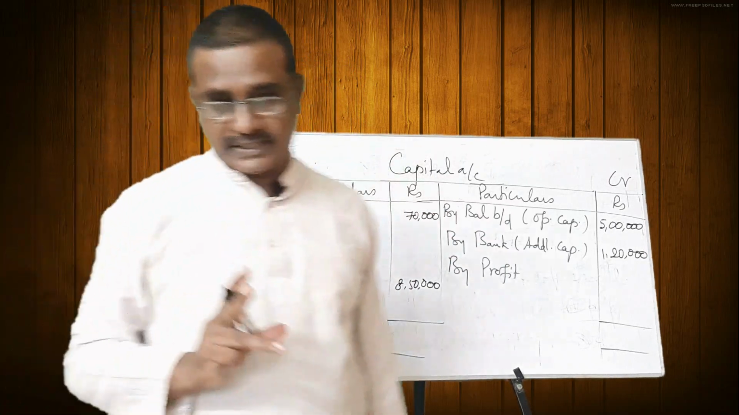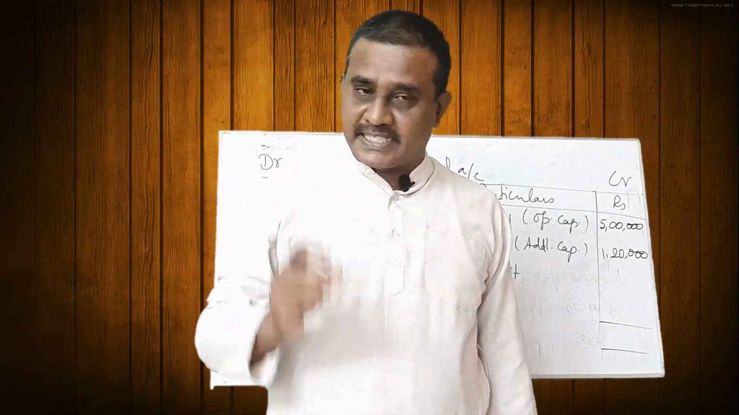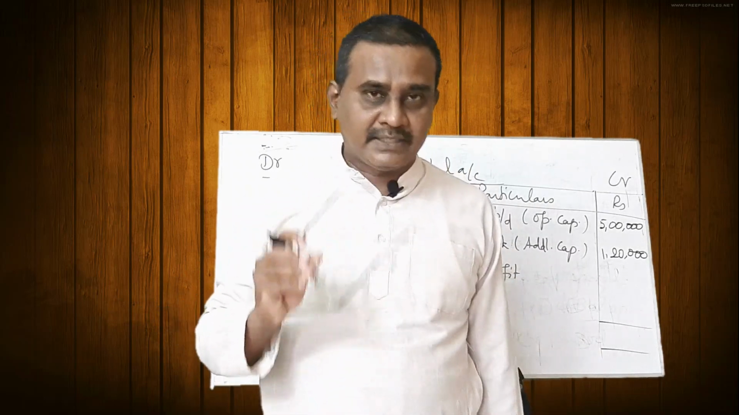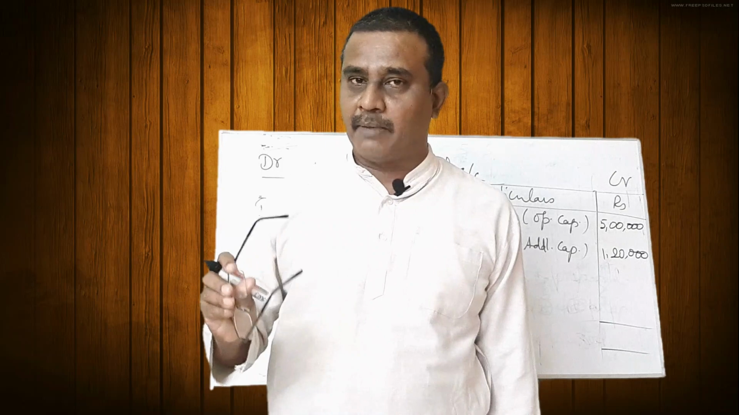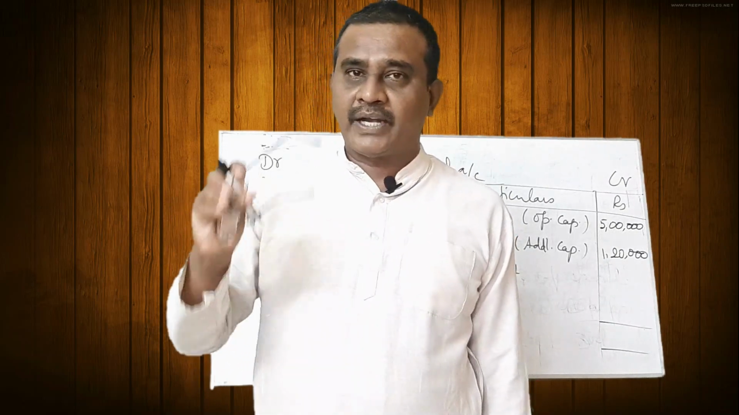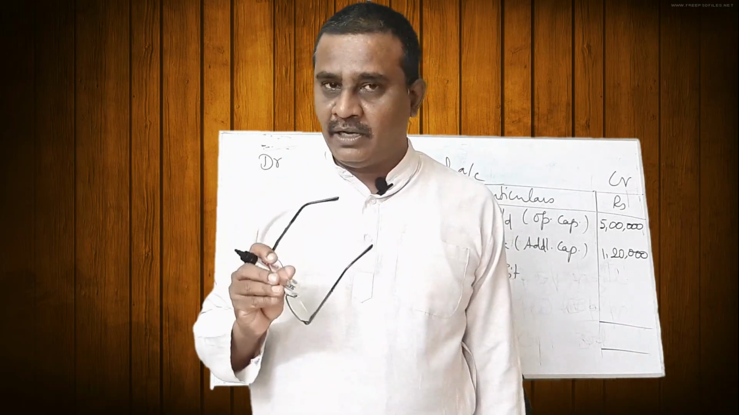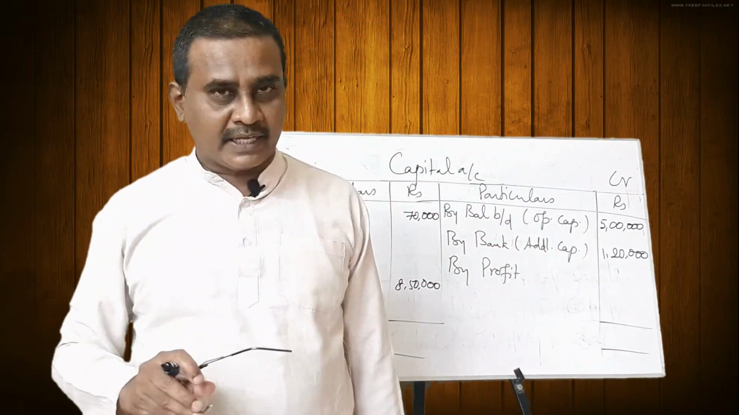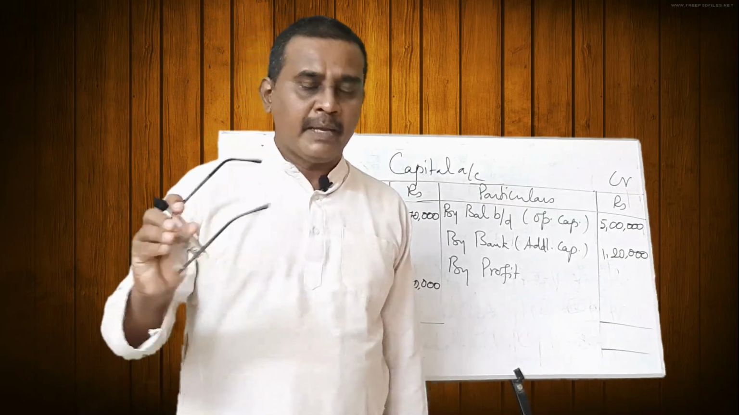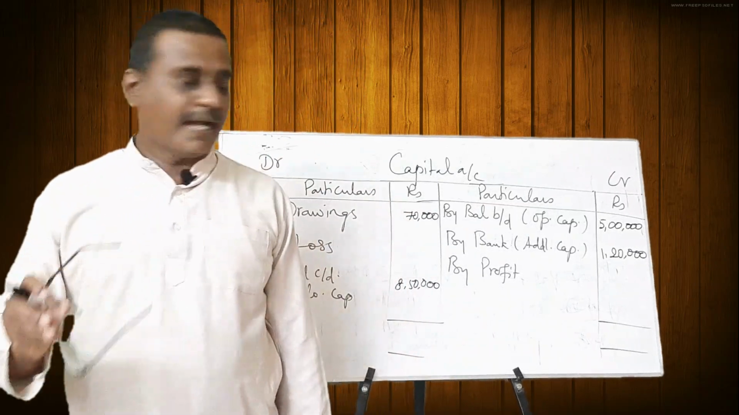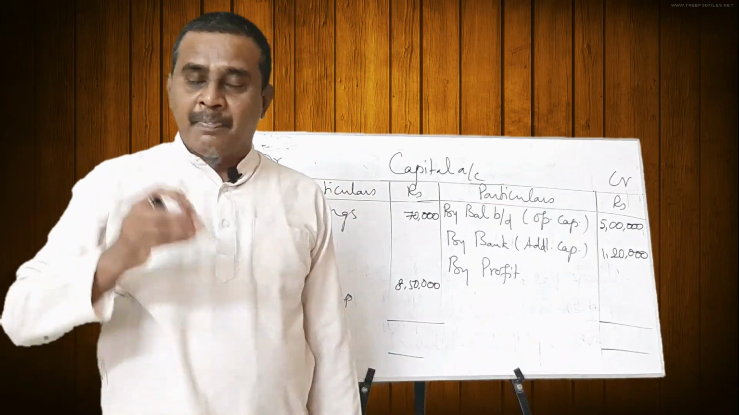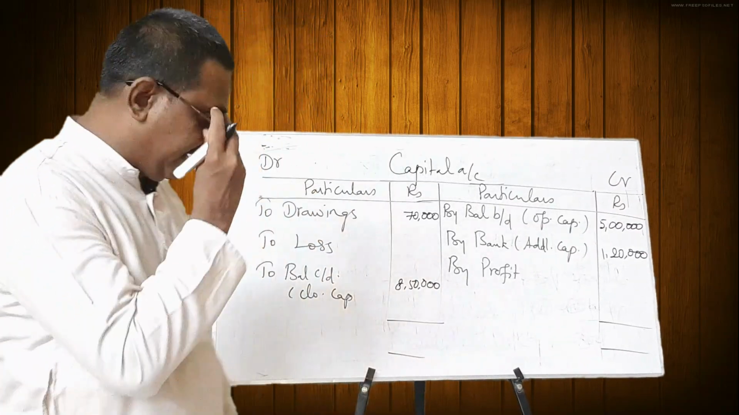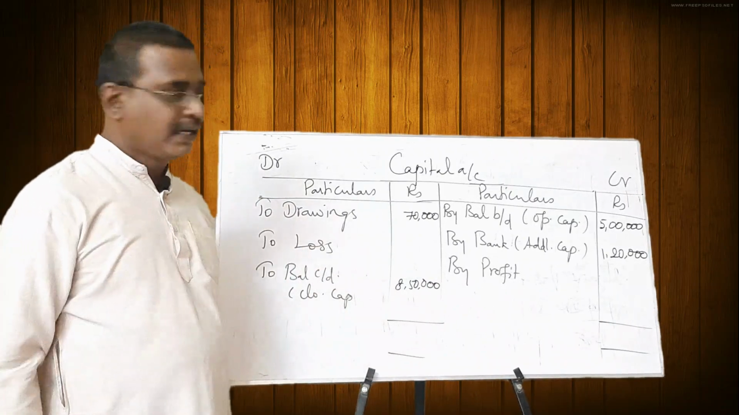Here I must remind you of one thing. If drawings is given, see whether it is monthly drawing or yearly drawing. If it is given as monthly drawing, you must multiply that amount by 12 so that you arrive at yearly drawing. Remember, when drawings is given, see whether it is monthly or yearly. If monthly, multiply that amount by 12 and put it in this column, because we prepare accounts for 1 year. See, we have put all the items given.